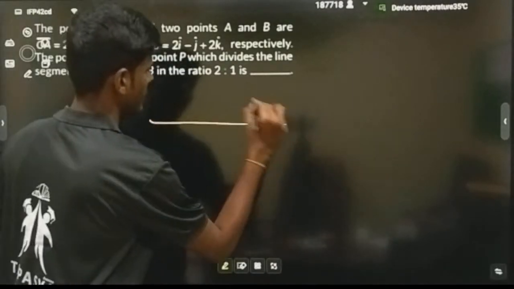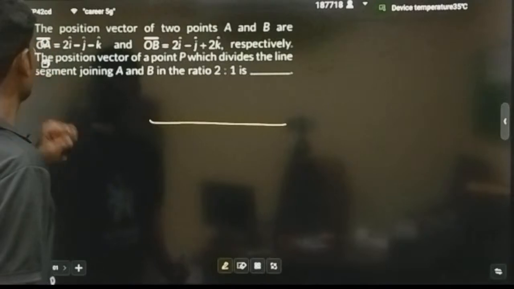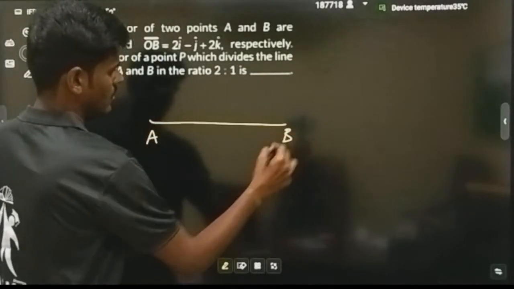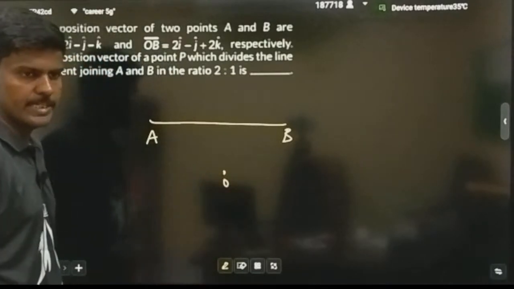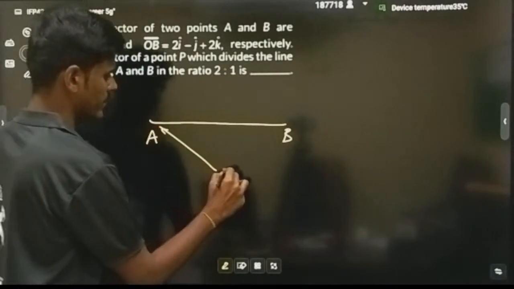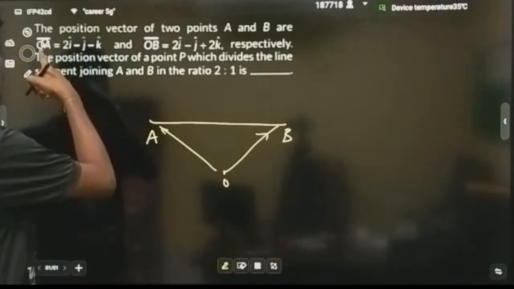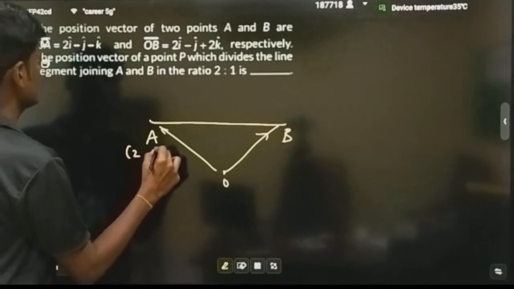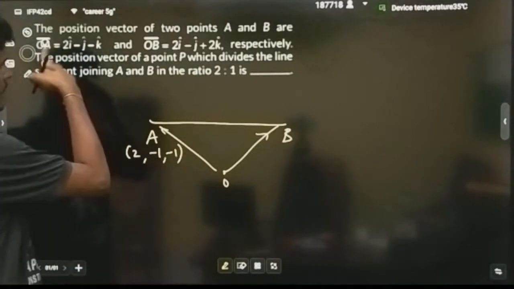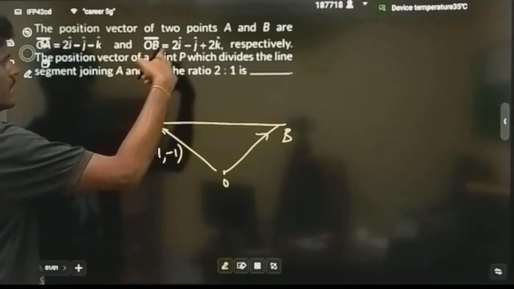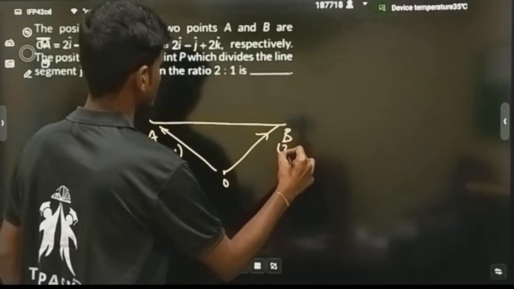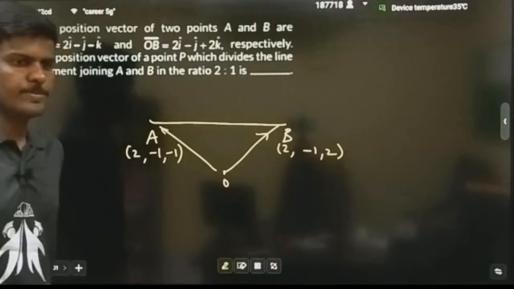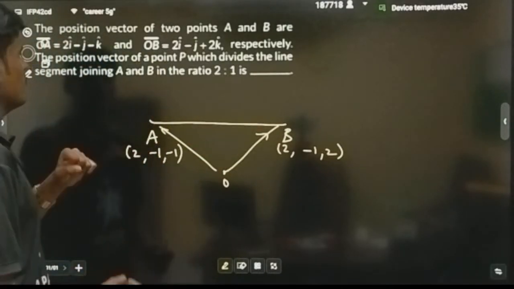Okay, sir. Line is given, OA vector is given, so let this be A point and B point. O is origin, let it be here. OA vector, OB vector is given. What is the coordinate? OA vector is given by 2i cap minus j cap minus k cap. I am writing this in point form. Similarly, OB vector will be 2i cap minus j cap plus 2 k cap. I hope this is clear how to write this. Okay, now what do we need to find?